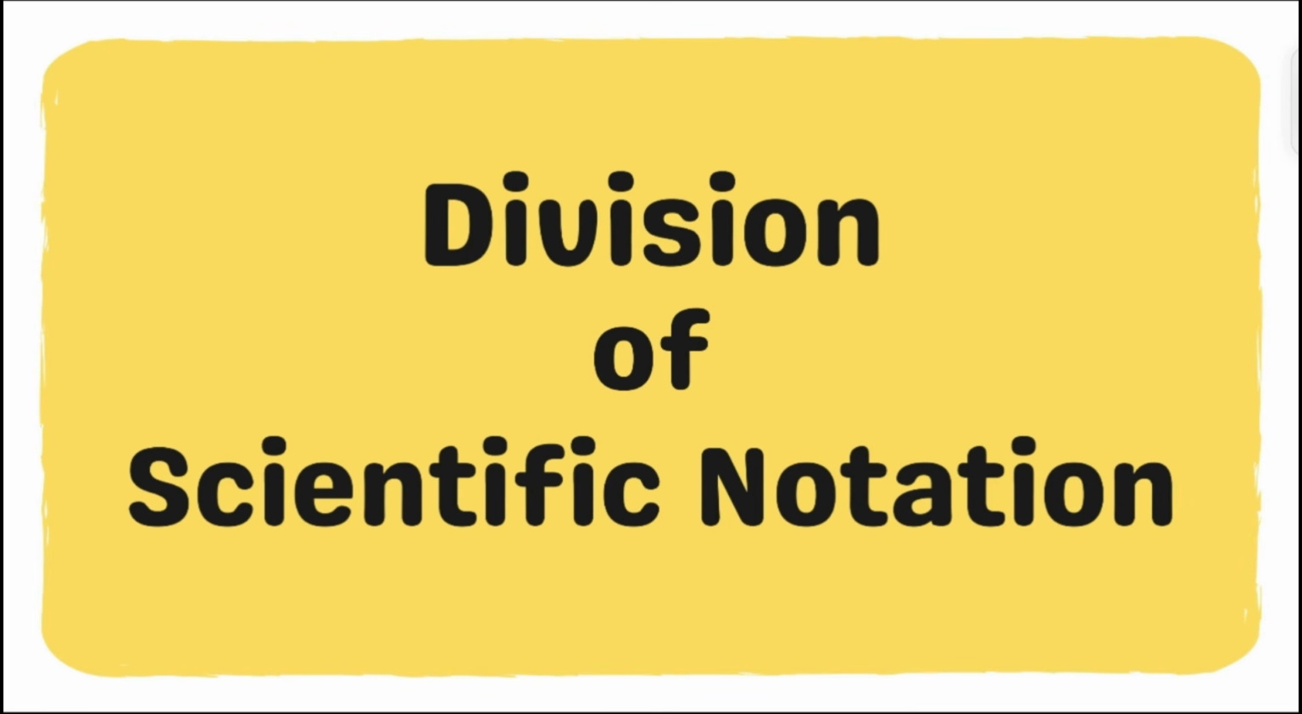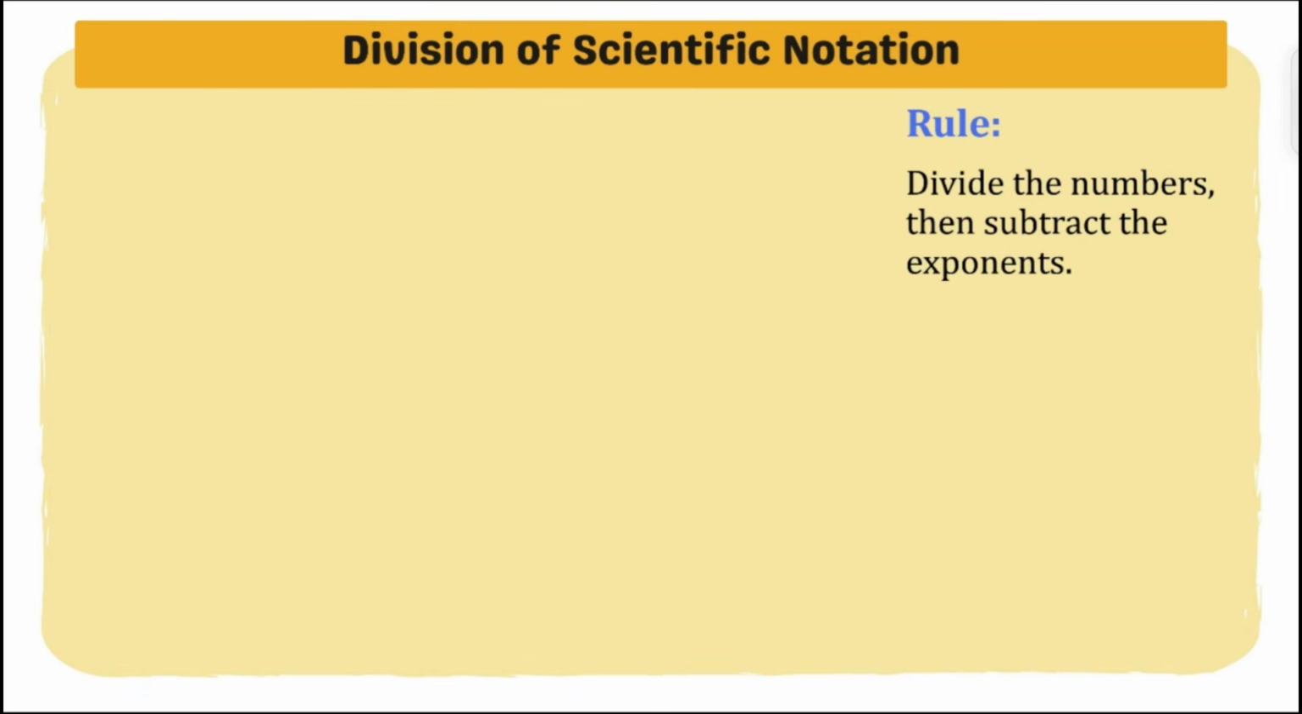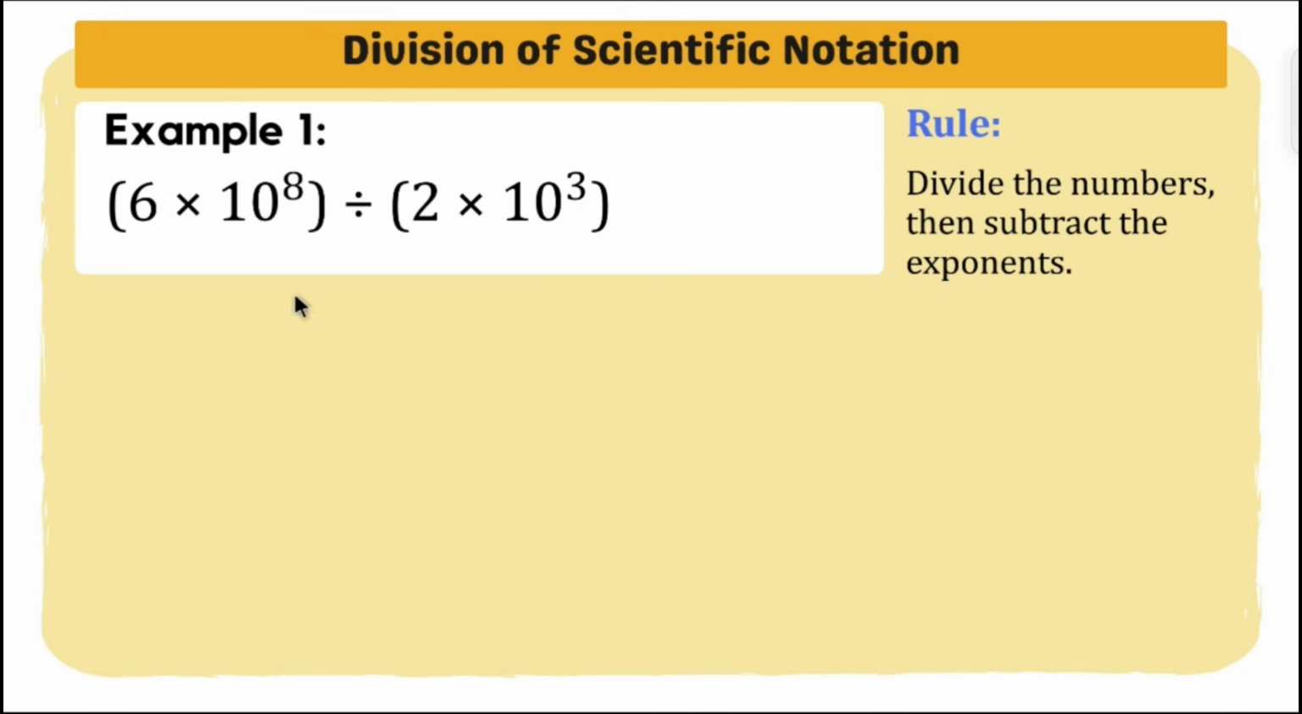Alright, for our last operation, we have here the division of scientific notation. Okay, so we have here the examples. But first, ano po yung rule natin? Okay, just like in multiplication, simple lang po. Okay, first we are going to divide the numbers. And then, for the exponent, isusubtract lang po natin sila. Okay, let's have number 1.